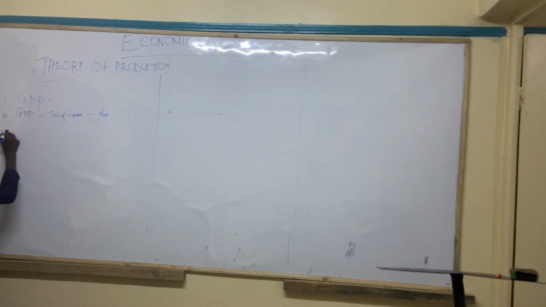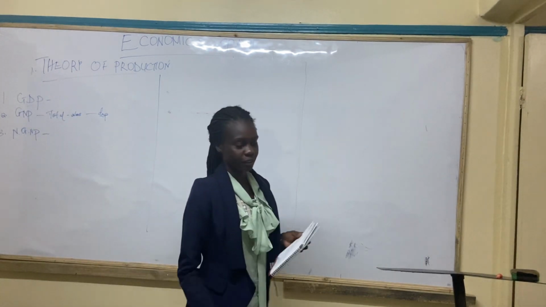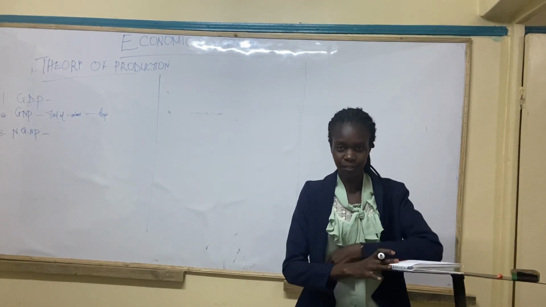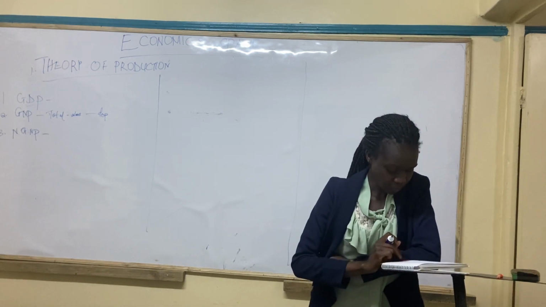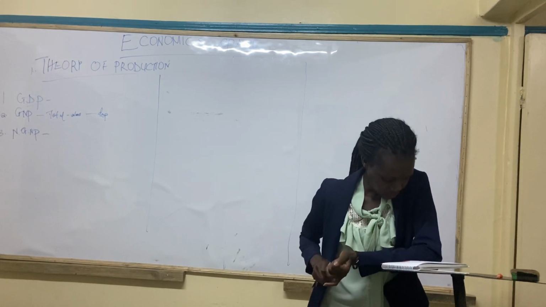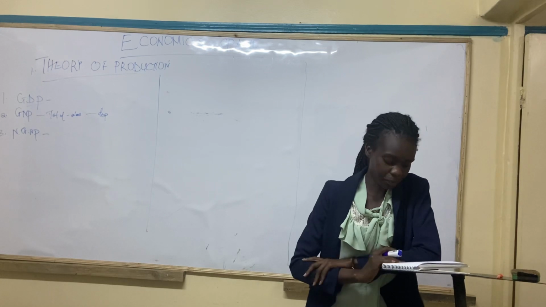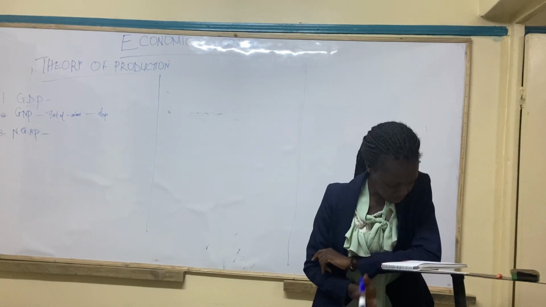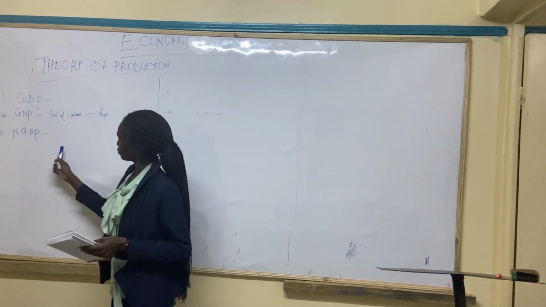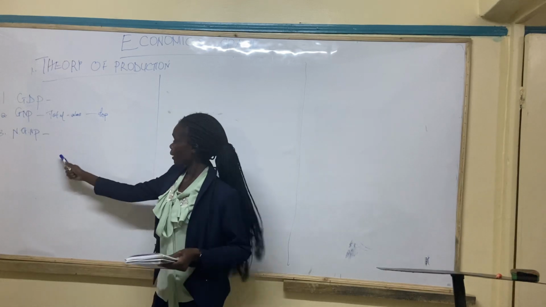The third one is nominal gross national product. Nominal gross national product is the value at the current market value of all goods and services produced within the same period by a nation without any deduction for depreciation of capital goods. So this one is the total cost of goods and services at the market price.